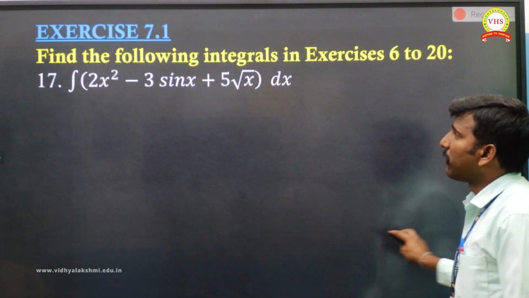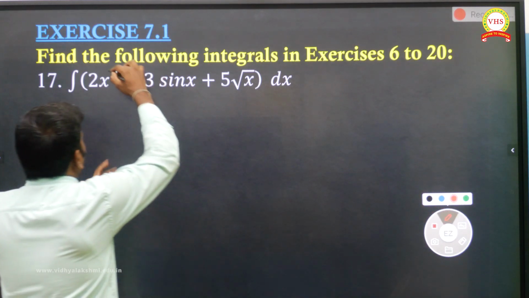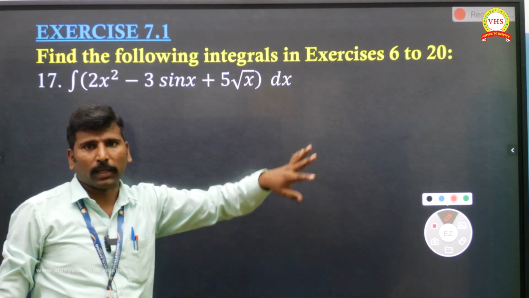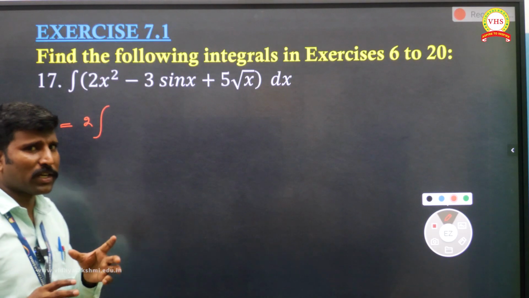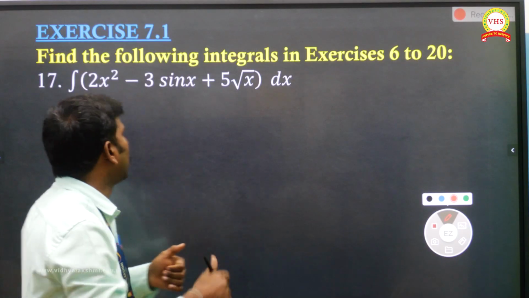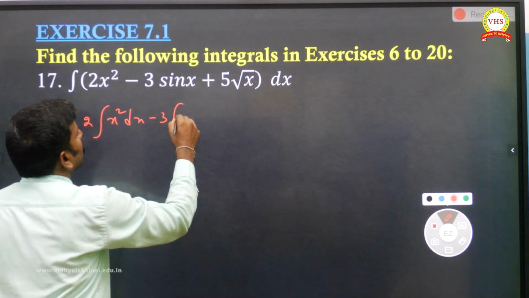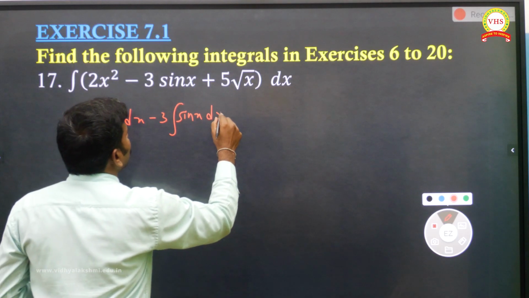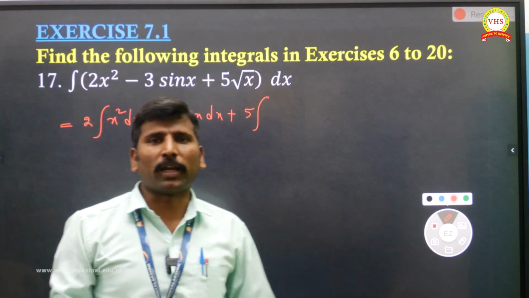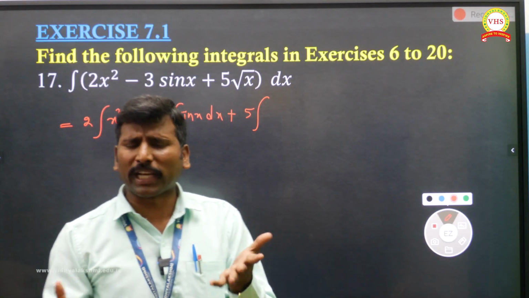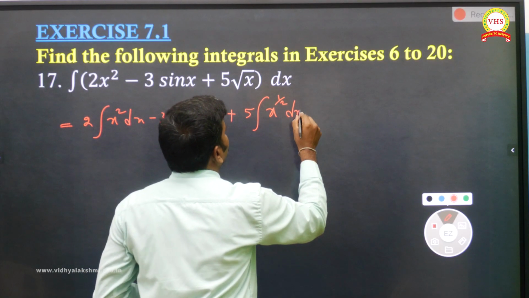Children, listen next. 17th one. Here also they gave algebraic, trigonometric and algebraic again. So we'll do 2, let it be outside, because multiplication constant should be outside. Clear? And x square dx minus 3 sin x dx plus 5 into integral root x. Root x you can write as x power 1 by 2, because for root x we don't have a formula directly. So x power 1 by 2 dx.